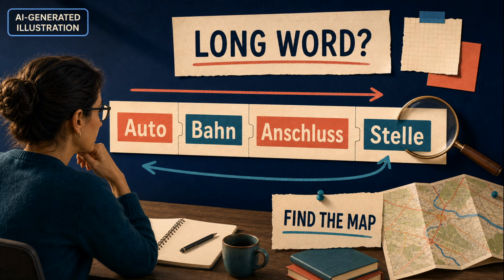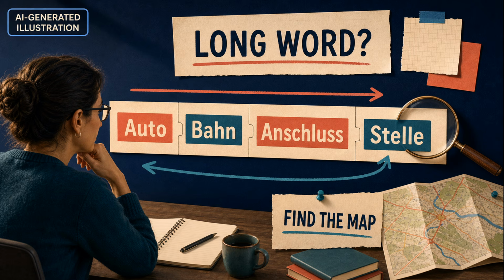Look at this German noun. Autobahnanschlussstelle. It is long enough to look like a dare. But if you are learning German, the useful question is not, how many letters can this language glue together? It is, what is the word doing inside? Autobahnanschlussstelle names a motorway junction.